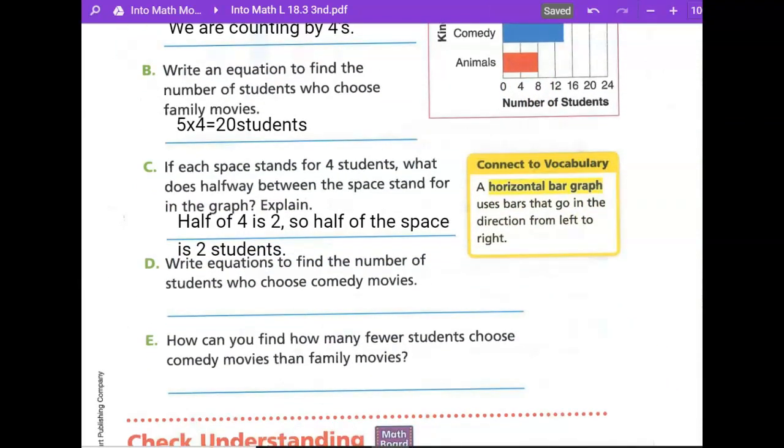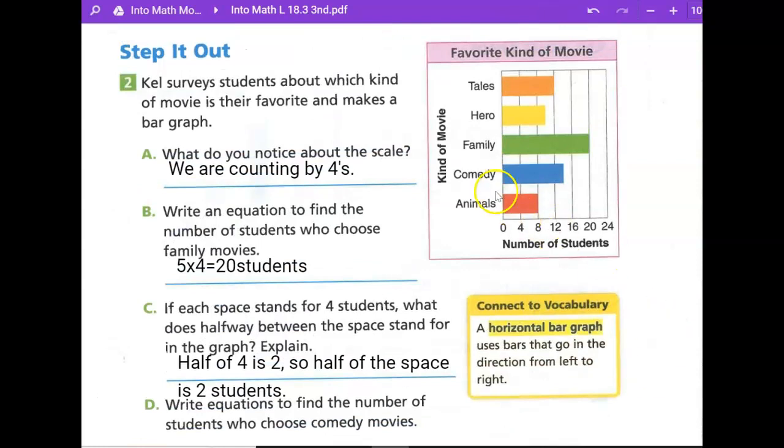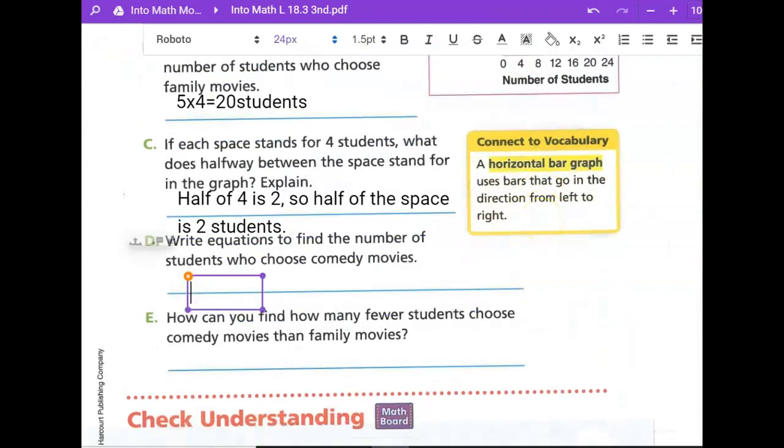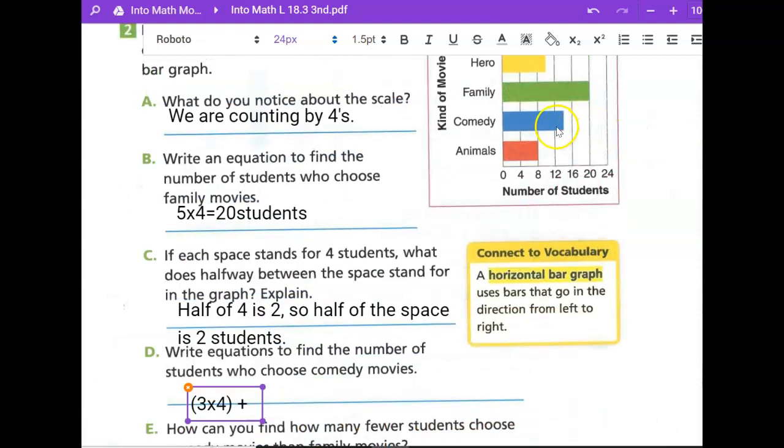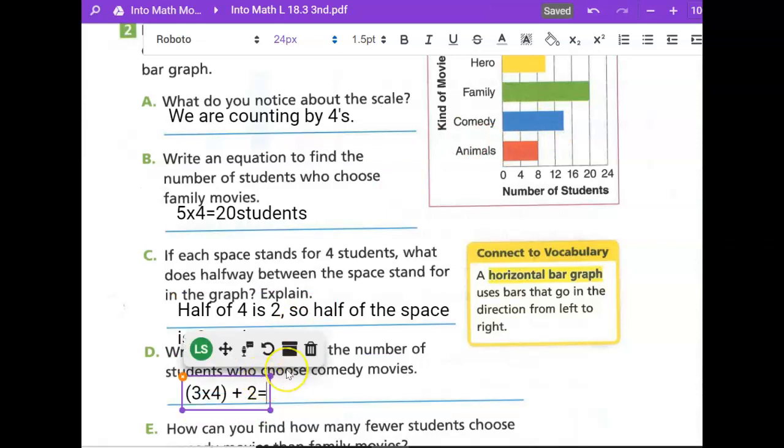Write equations to find the number of students who chose comedy movies. Ooh, here we're going to get to use our parentheses again. We've got to get to 12, so 1, 2, 3 times 4. We're going to put this in parentheses because we need to do that first. Plus, how many? We got to 12. We need to go 2 more. Equals 3 times 4 is 12 plus 2 equals 14 students.